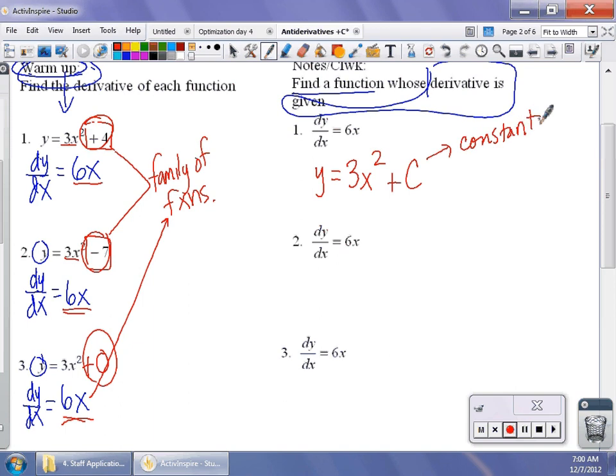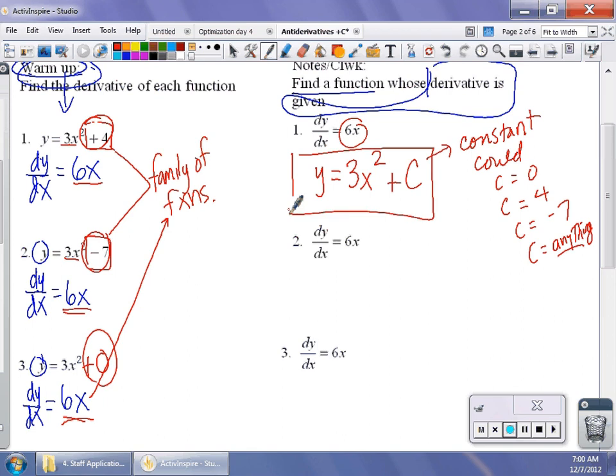In this case, we don't have any way of knowing without being given more information, the constant could have been 0, the constant could have been 4, the constant could have been negative 7, the constant really could have been anything. In order to figure out what the constant is, if there really was a constant, we would have to know more about the function. So based on what we have so far, all we can say is that if we have a derivative of 6x, it would take us back to a family of functions.